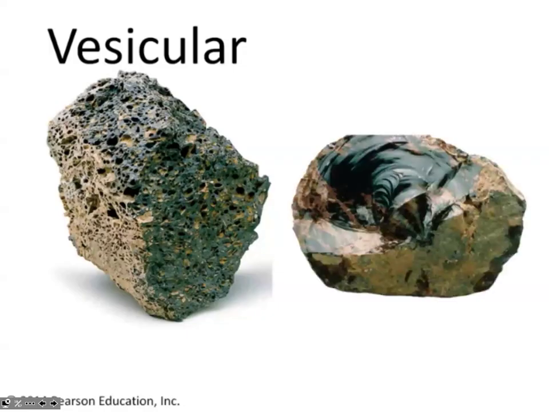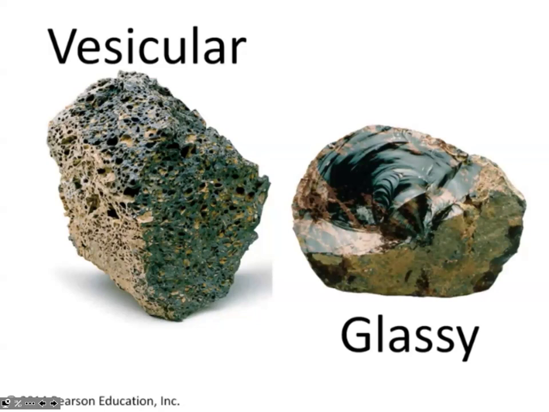Another distinctly volcanic texture is the glassy texture. This is what happens when you have a very dry lava or when you have a lava that is cooled very, very rapidly. It ends up not having the ability to form mineral crystals, and so you get glass instead.